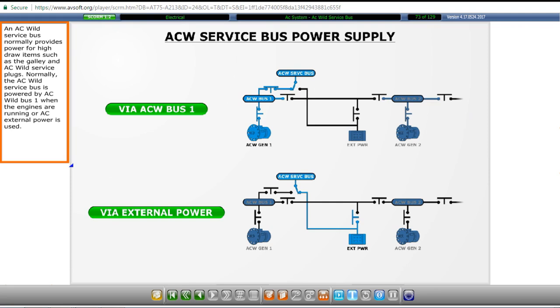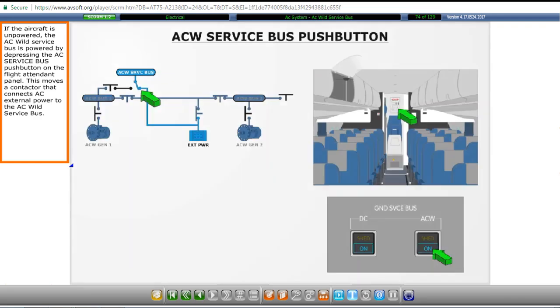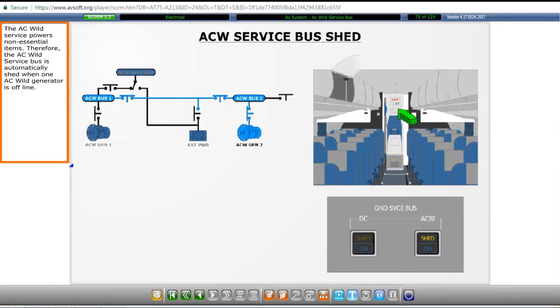An AC Wild service bus normally provides power for high-draw items such as a galley and AC Wild service plugs. Normally, the AC Wild service bus is powered by AC Wild bus 1 when the engines are running or AC external power is used. If the aircraft is unpowered, the AC Wild service bus is powered by depressing the AC service bus push button on the flight attendant panel. This moves a contactor that connects AC external power to the AC Wild service bus.